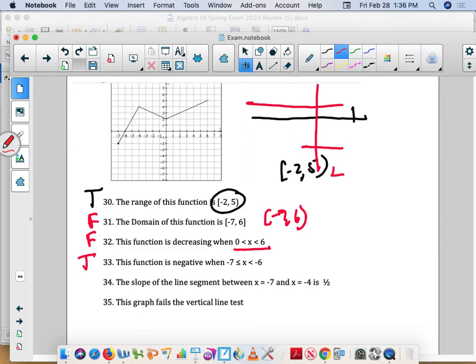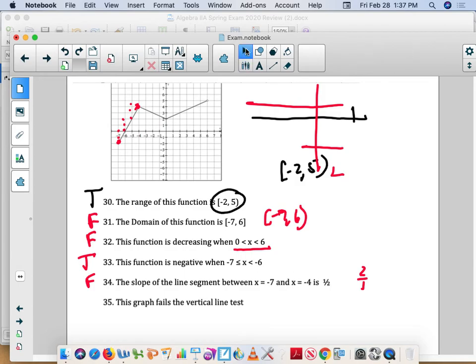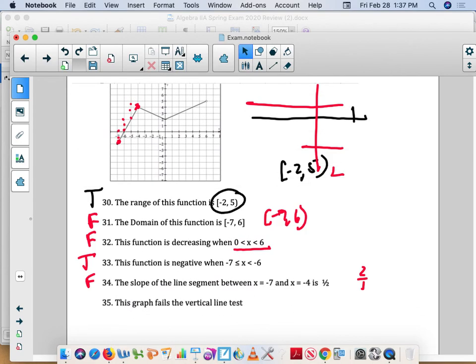The slope of the line segment between -7 and -4 is 1/2. Does it look like it's going up? It looks to me like it's going up 2 over 1, up 2 over 1. That one's false. The slope is up 2 over 1, not up 1 over 2. The graph fails the vertical line test. I think y'all know that's false. If I ran a vertical line across it, that one's false.